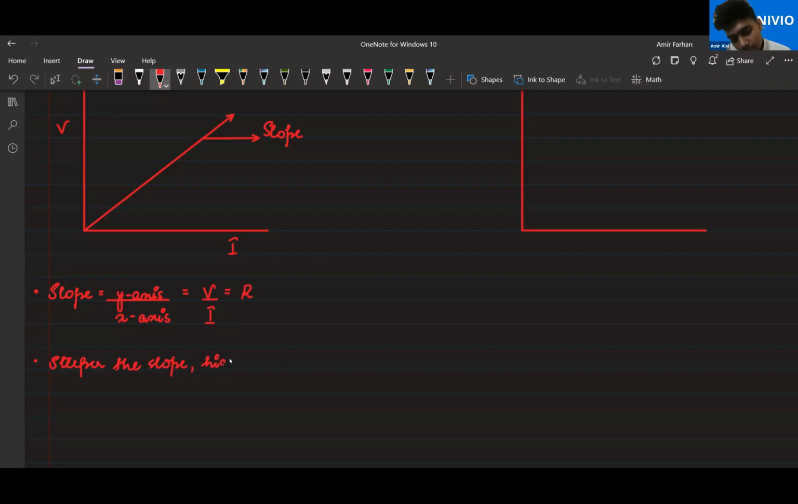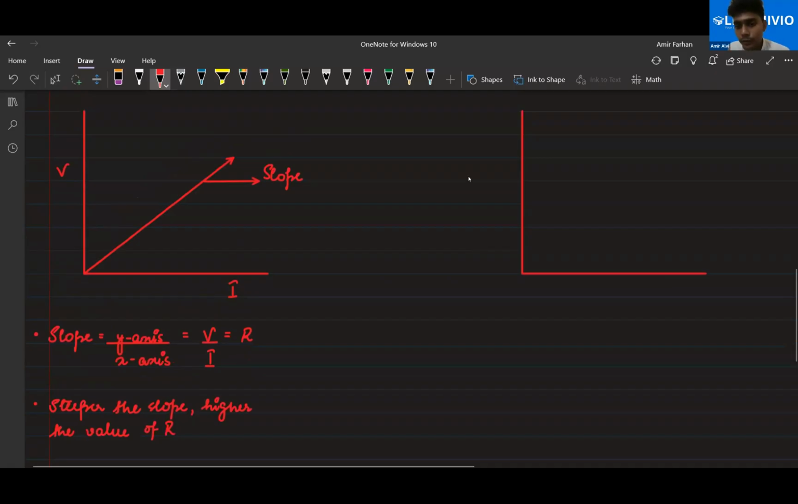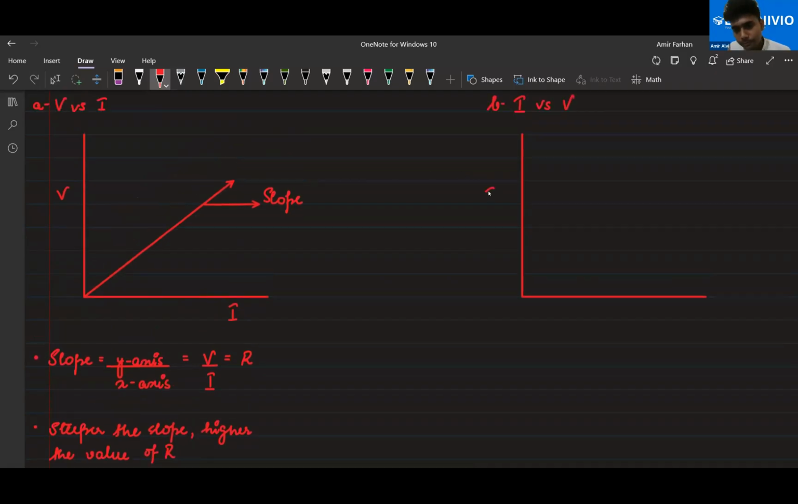The steeper the slope, the higher the value of R. Now, the other graph that we have is I versus V, right? So, can anybody tell me what will be the graph of this? I've just discussed it in the last 5 minutes. Can you tell me what will be the slope type? Whether it would be a straight line, curve, or what will be the type of the slope?